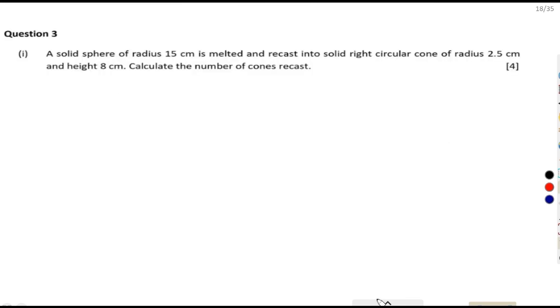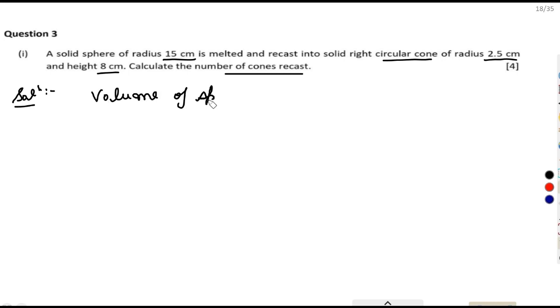Question number 3, it is also compulsory question. Solid sphere of radius 15 cm is melted and recast into solid circular cones of radius 2.5 and height 8. Calculate the number of cones recast. In this case, volume of a sphere will be equal to, if the number of cones are n, then n multiplied by volume of one cone.